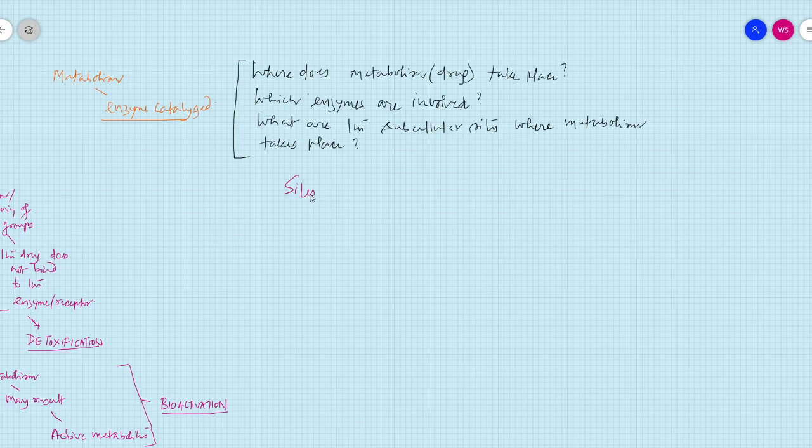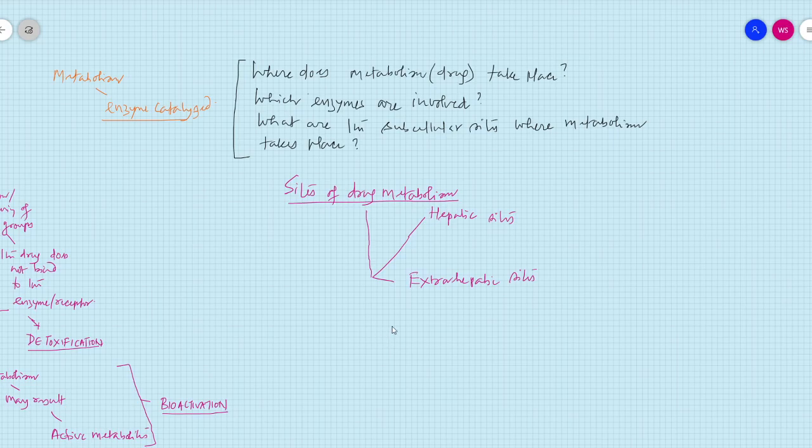So the sites of drug metabolism can be classified as hepatic and extrahepatic sites. Why? Because the liver is the primary site, and the secondary sites would be extrahepatic. So the liver and the organs which are not the liver. That's how we classify the sites of drug metabolism.